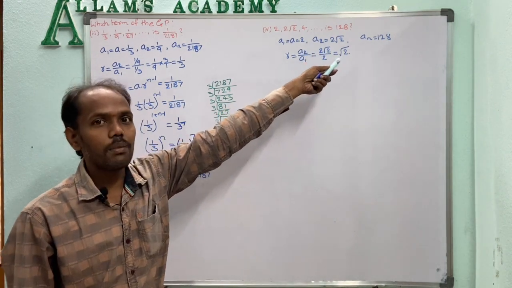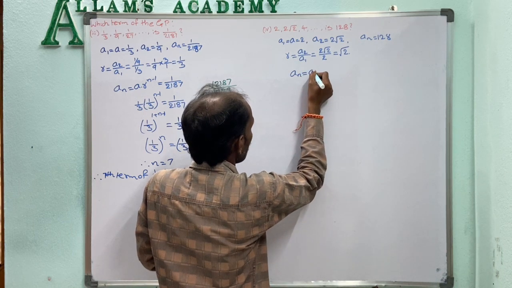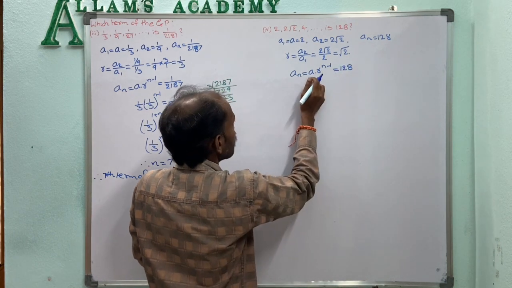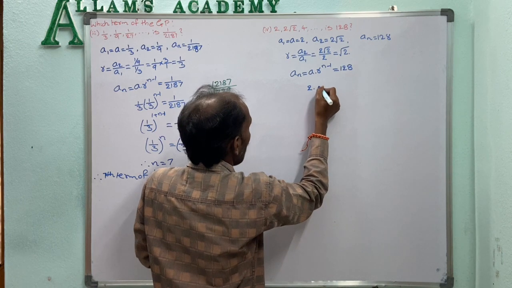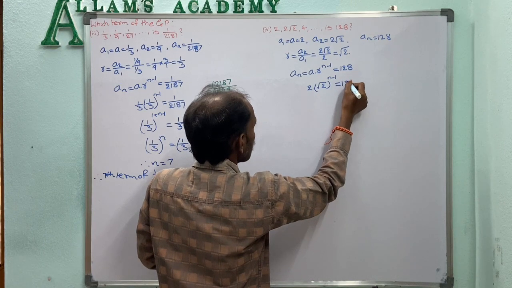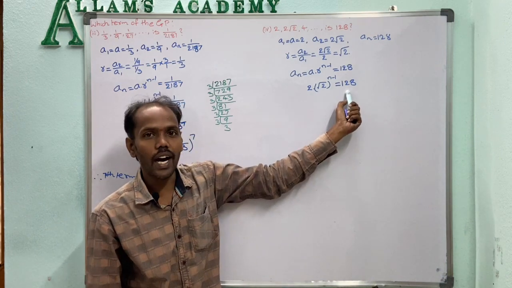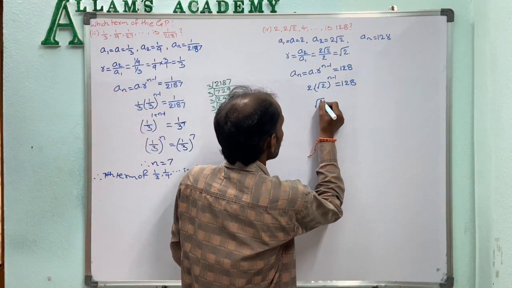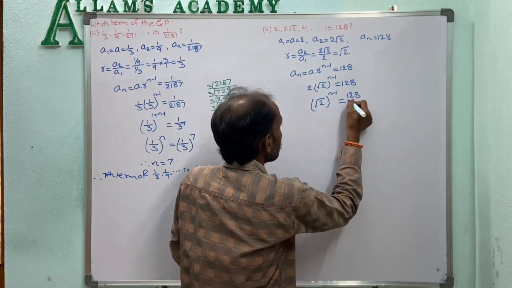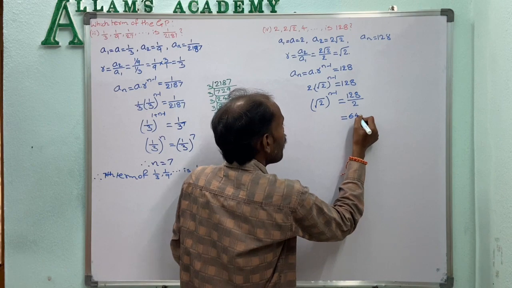Now the nth term an is equal to 128 given. So the nth term an is equal to a into r power n minus 1, that is 128. Now a equals the first term 2 and r is the common ratio, root 2, whole power n minus 1 is equal to 128. Now this multiplication by 2 is transferred to the RHS as division. So root 2 power n minus 1 is equal to 128 by 2, which is 64.